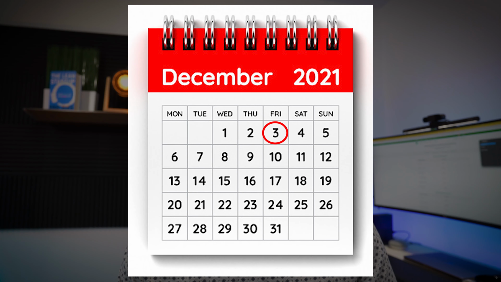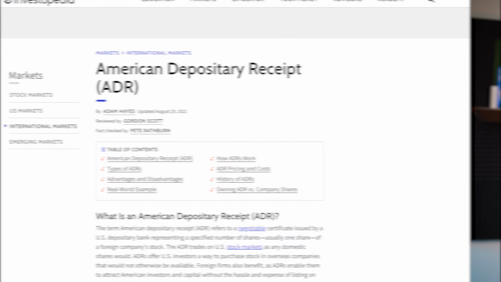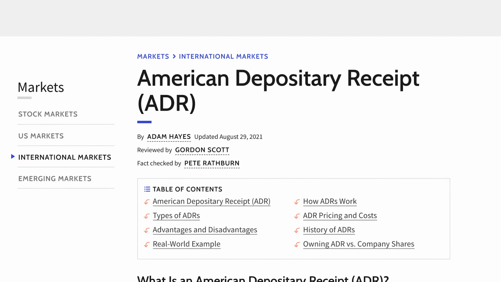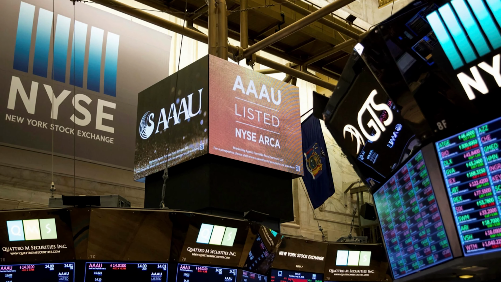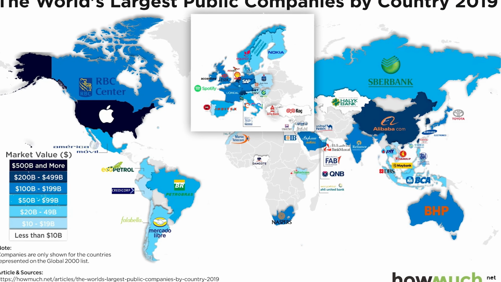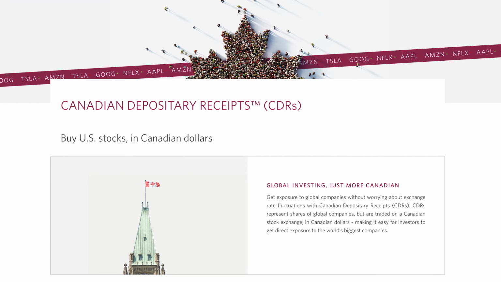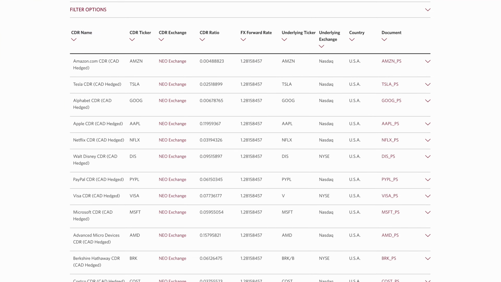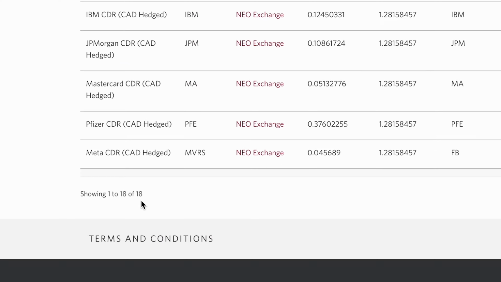If this is the first time you've ever heard of a CDR, then you're not alone, because just a couple weeks ago, I learned about them. Essentially, CDRs are similar to ADRs, which are American Depository Receipts. Basically what they allow investors to do is buy foreign companies in their own local currency. So on the US stock exchanges, you can buy companies from all over the world, like China or Europe, by buying an ADR. Now in Canada, this is the first time we've ever got something like ADRs, and they're called CDRs, of course. There's only a limited number of companies that are available to be purchased through the CDR program.